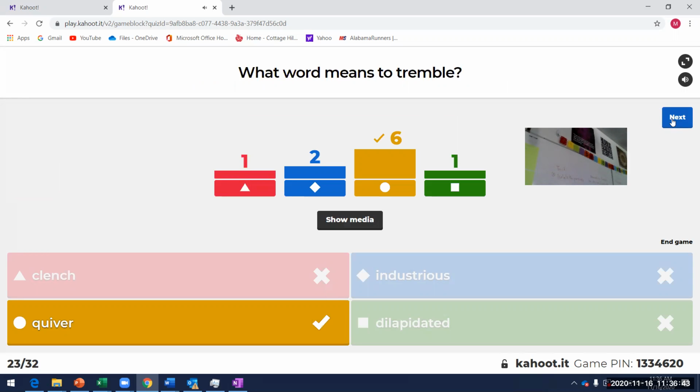All right, sorry, it's quiver. Quiver is one of your vocabulary words that will be on the test tomorrow. It means to tremble. I think that's the only vocabulary word I got on there.